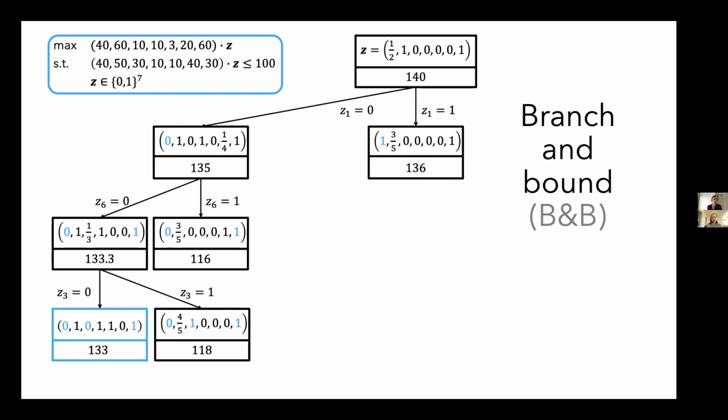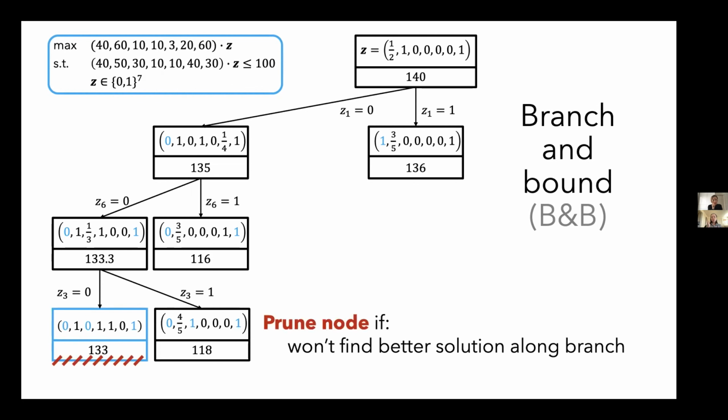At this point, something to note is that in this leftmost child, the optimal solution to the LP relaxation is actually integral. So it's a feasible solution to our original IP. This means that we can prune this node, which means that we're not going to continue exploring this branch of the tree. We can do this because there's no way that we're going to find a better integral solution by continuing to branch on variables.